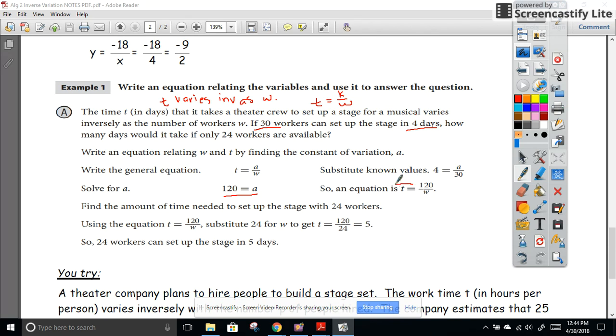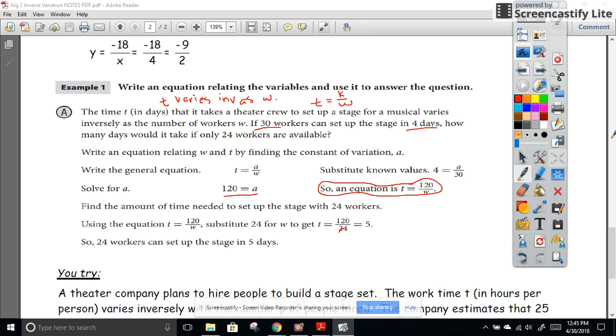So now we have an equation for this inverse variation relationship, and we can find out any other missing information. Find the amount of time needed to set up a stage for 24 workers. You have the constant of variation. They give you 24 is W, so you plug in 24 and simplify that. 120 divided by 24 is 5.